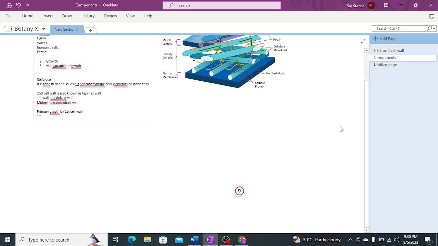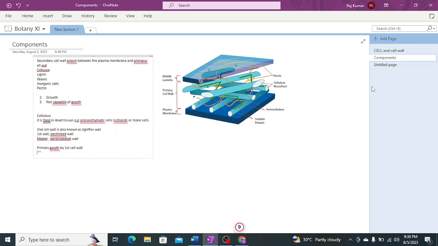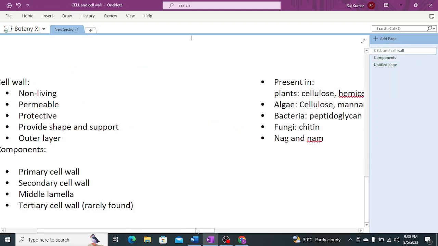After which we are left with a few components inside the structure on the first page, which are present, I guess, here.